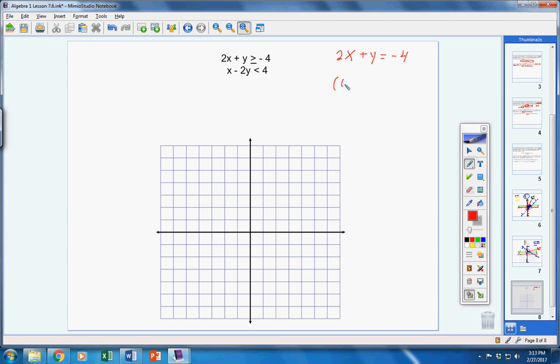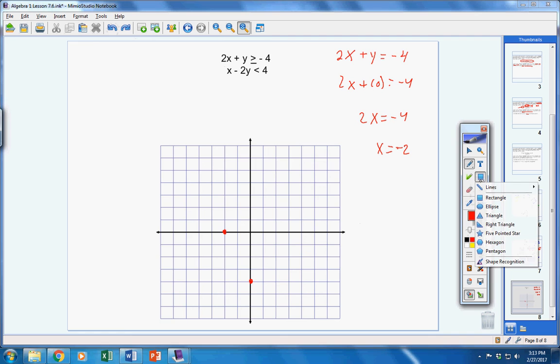So where the x is, I'm going to substitute a 0. 2 times 0 is 0. 0 plus y is y. Y equals negative 4. So my y-intercept is negative 4. Now let's put a 0 in for y and get out the x-intercept. So I have 2x plus 0 equals negative 4. 2x plus 0 is 2x. Divide both sides by 2 and x equals negative 2. Alright, so we'll come over here. Put a point at negative 2. I do have an equal sign here, so it will be a solid line. Let's go ahead and draw our solid line here real quick.